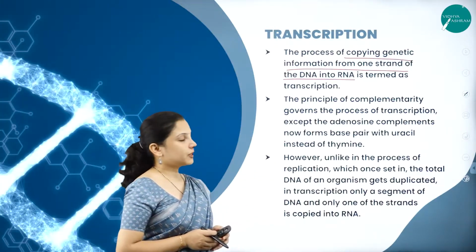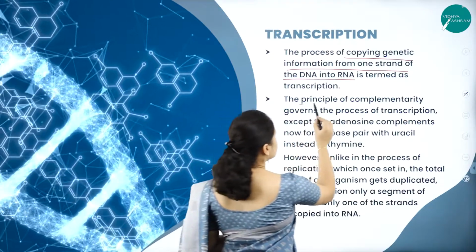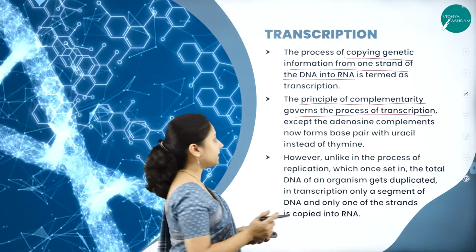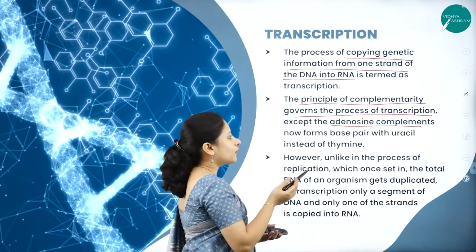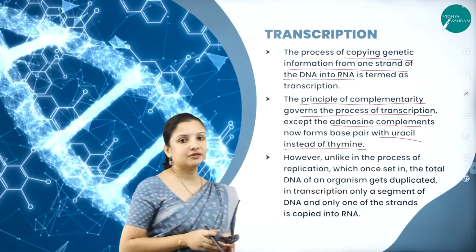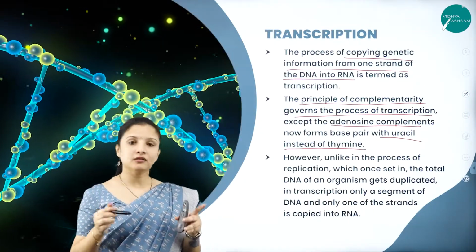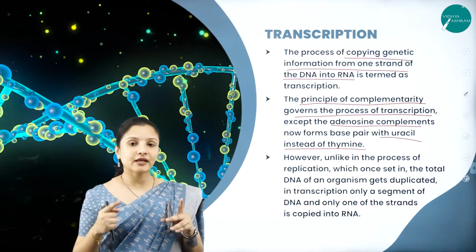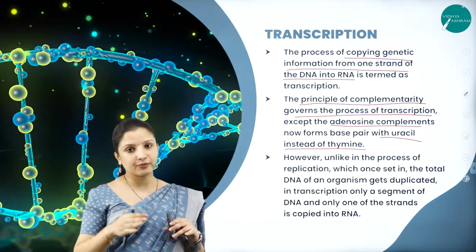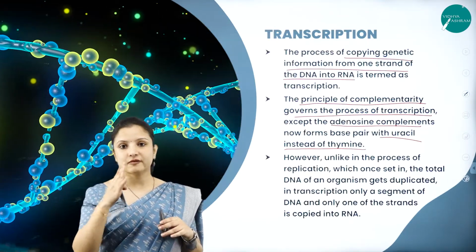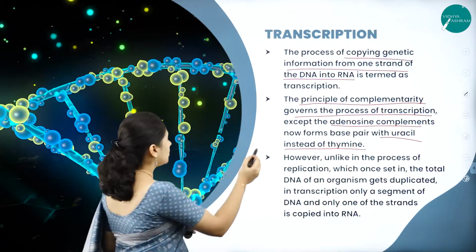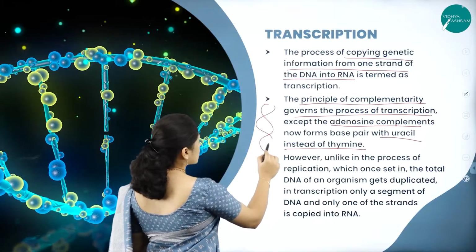So the principle of complementarity governs the process of transcription, except that adenosine complements with a new form of base pair, that is with uracil instead of thymine. So what happens here, as we all know, one DNA strand complements the other DNA strand, right? They exhibit polarity, wherein one strand is from the 5' to 3' direction, the other strand is from the 3' to the 5' direction, right? And DNA forms a helical structure. We all know about it.